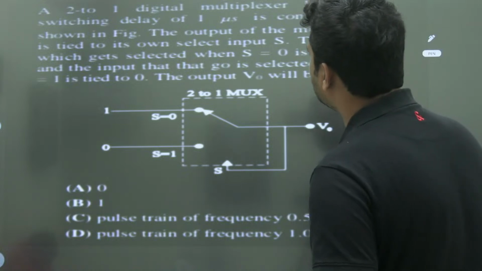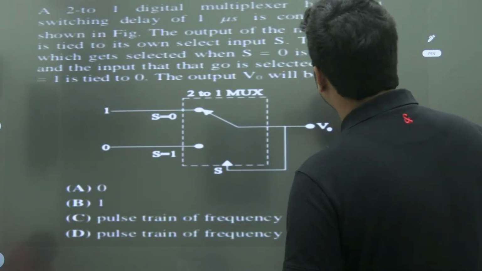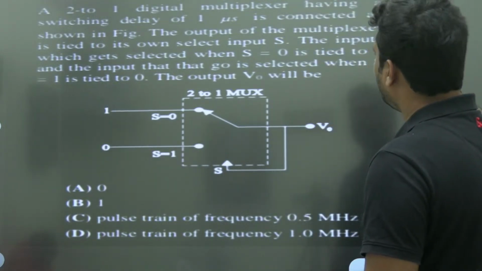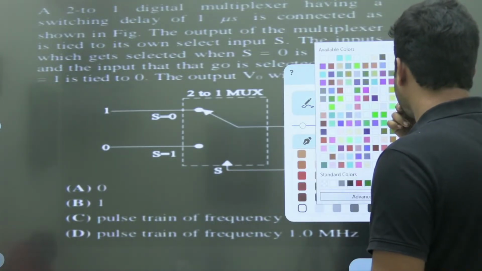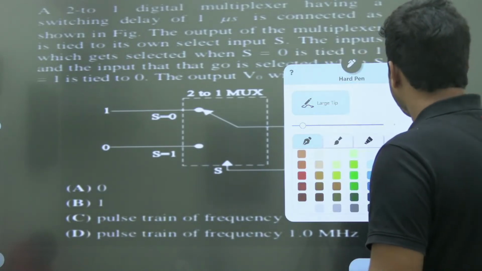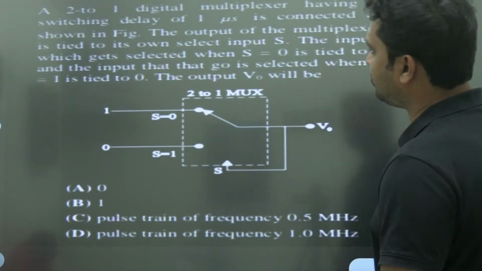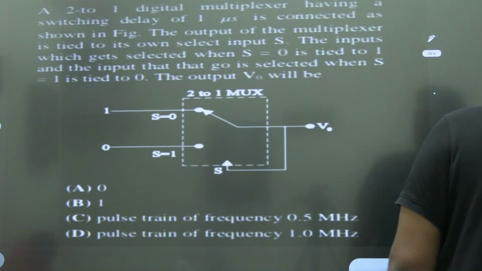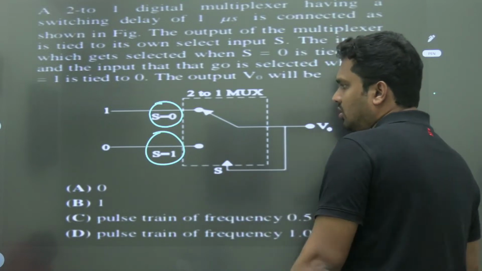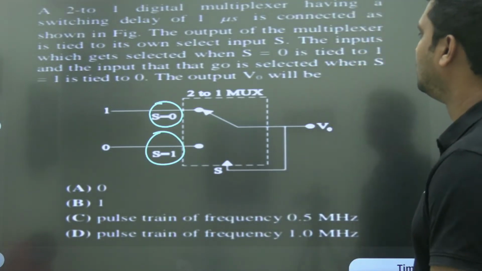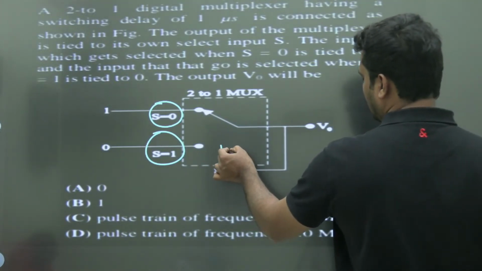A 2 by 1 digital multiplexer having a switching delay of 1 microsecond is connected as shown in the figure. The output of the mux is tied back to its own input S. The input which gets selected when S equals 0 is tied to 1. So when S is equal to 0, you get 1 as the output. When S equals 1, you get 0 as the output. The output V naught will be... and the mux has a switching delay of 1 microsecond.